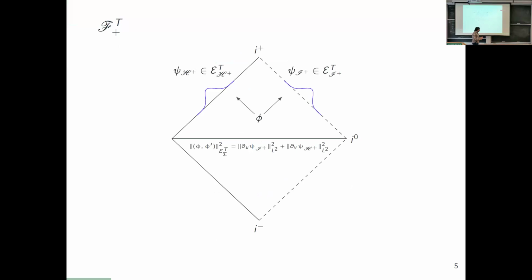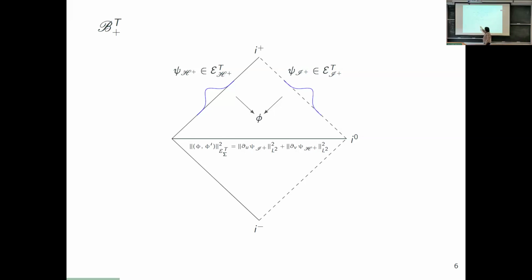So I'm just going to briefly describe what F plus t and B plus t are. We are given Cauchy data that lies in E sigma t, and then F plus t defines the trace of the resulting solution to the wave equation at H plus and scri plus. Those traces always exist if your data is in the initial space E sigma t, and they belong in E H plus t and E scri plus t respectively.